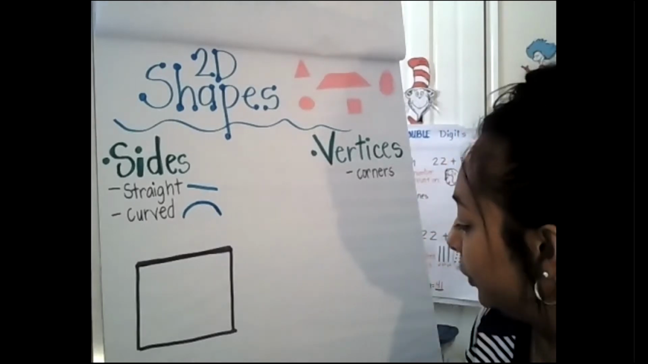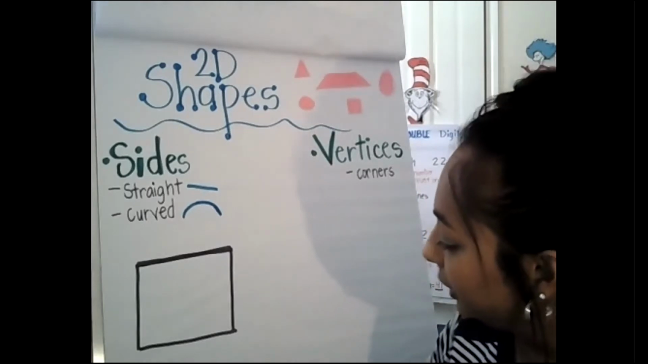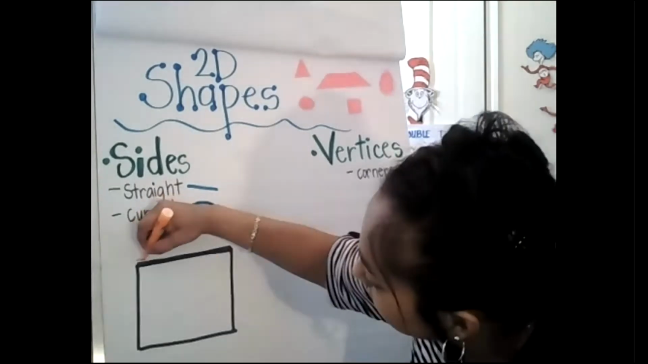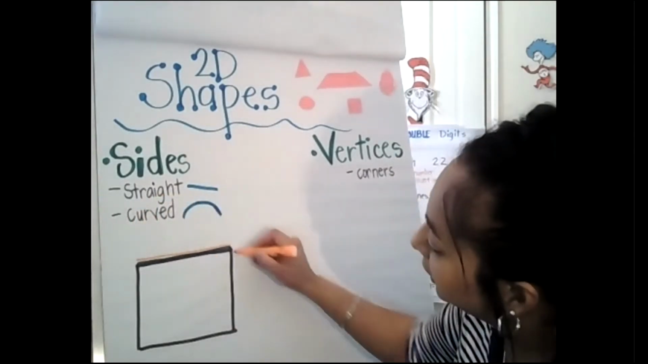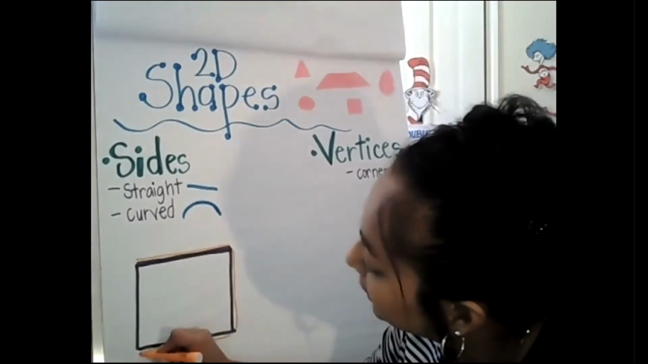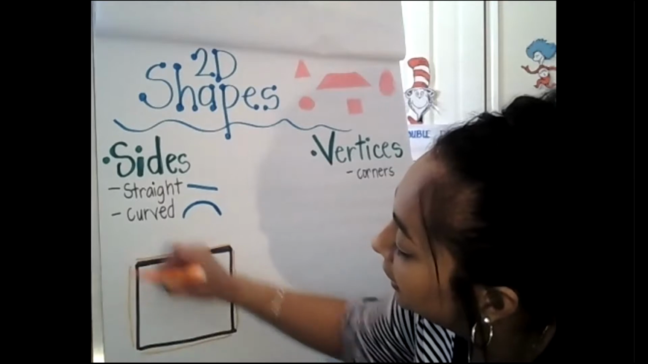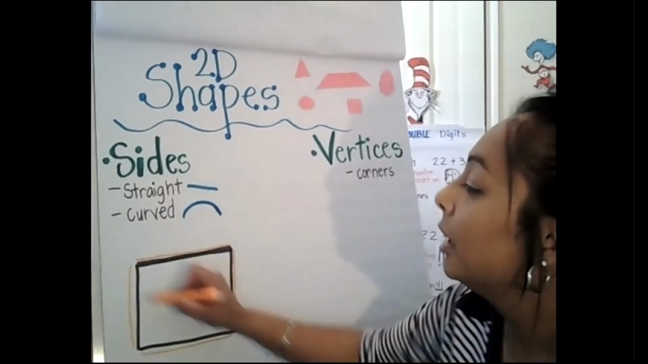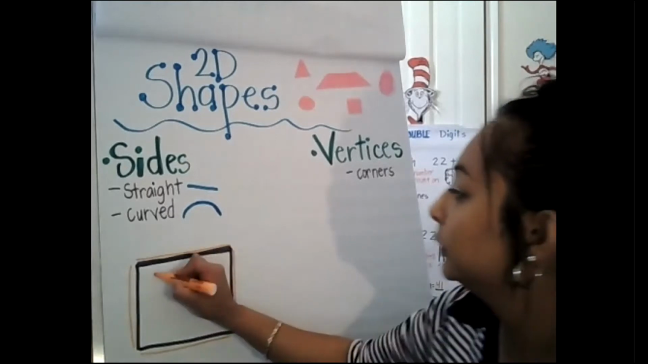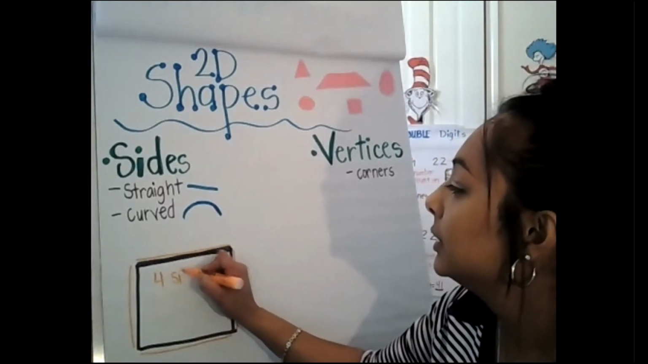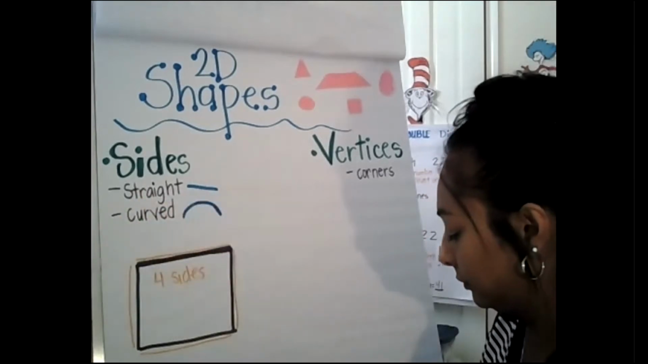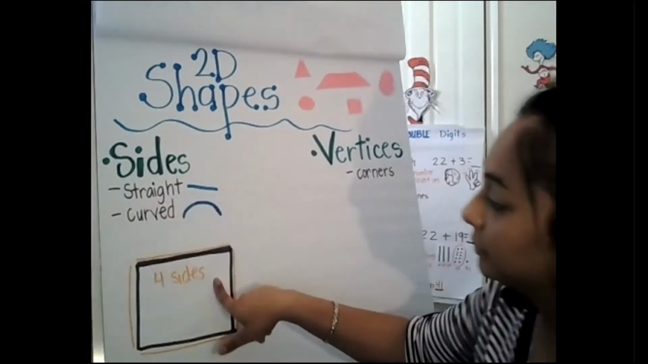So over here, if I'm looking at my side over here, this is a side. Eso es un lado. That's a side. 2 lados. That's a side. 3 lados. And this is a side. So 4 lados. So we have 4 sides in a square. So 4 sides, and they are straight. Y todos los lados son derechos.